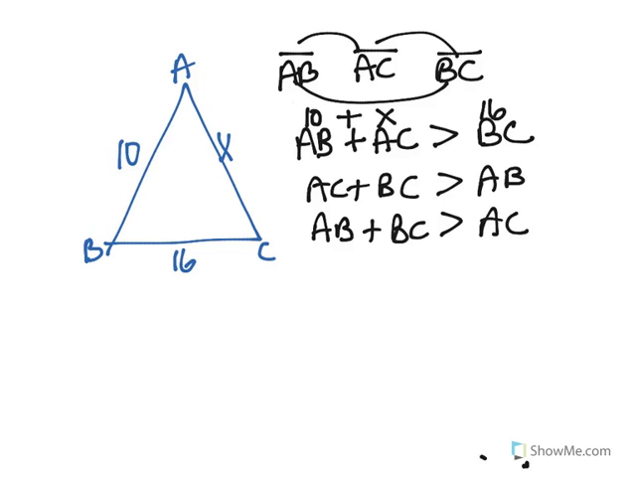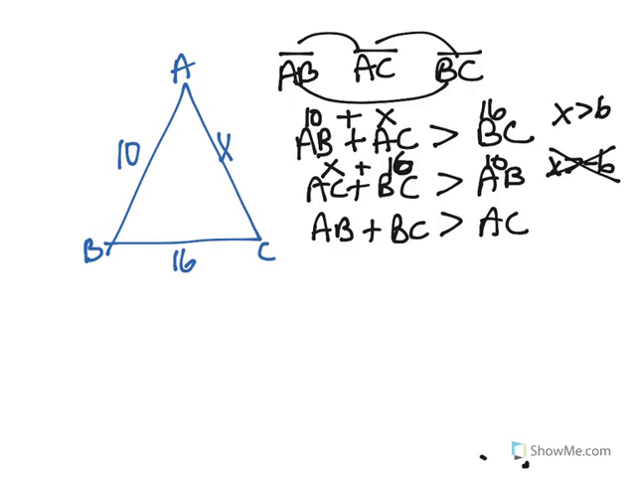So subtract 10 and we see X needs to be greater than 6. AC is X plus BC, no, BC is 16, needs to be greater than 10. So we subtract 16 and X needs to be greater than negative 6. Well, that's not helpful information because all of the lengths of the sides are never going to be negative, so you don't have to worry about that one.